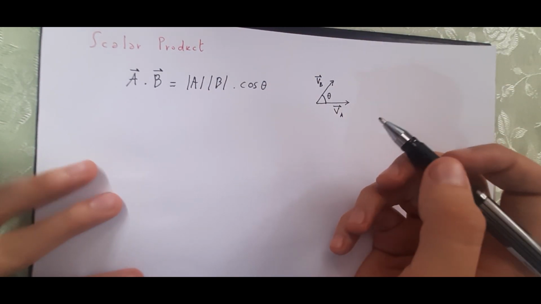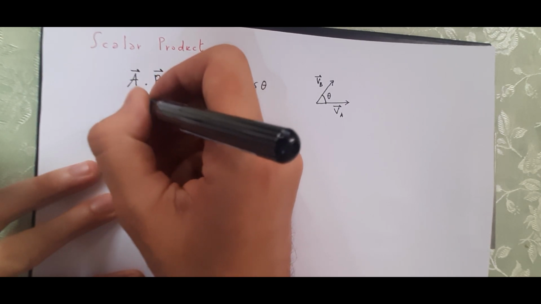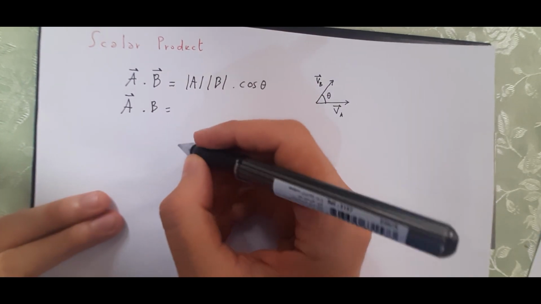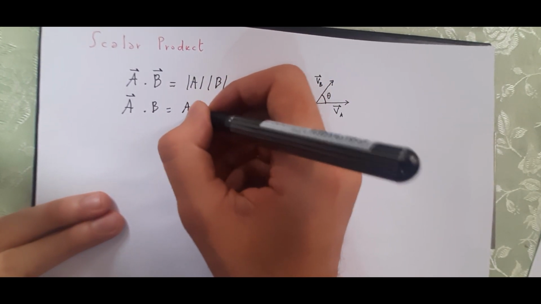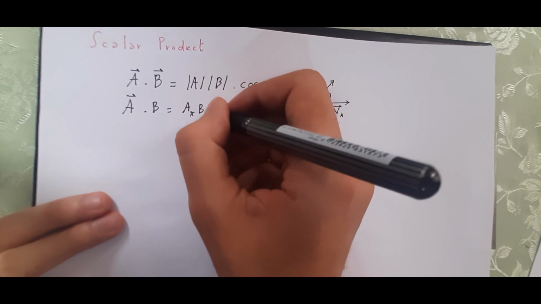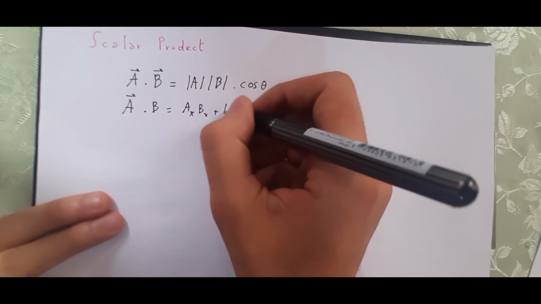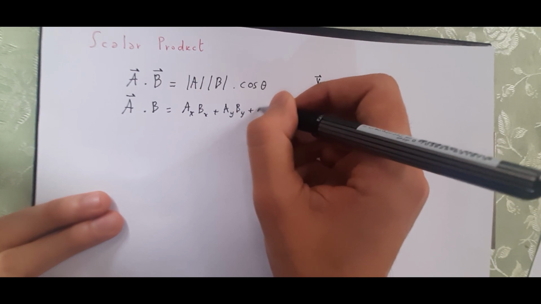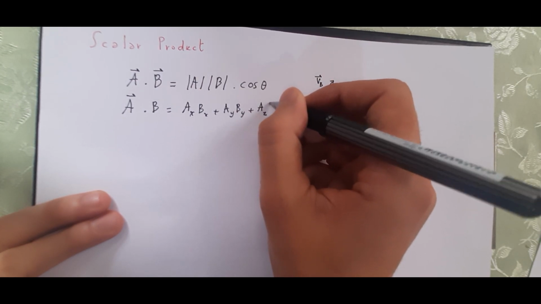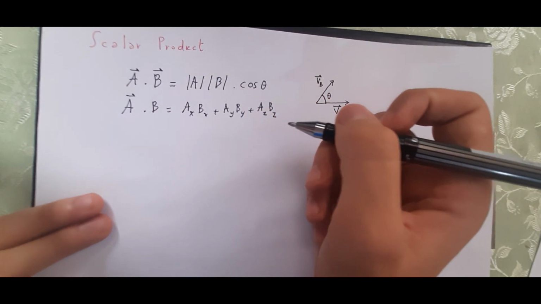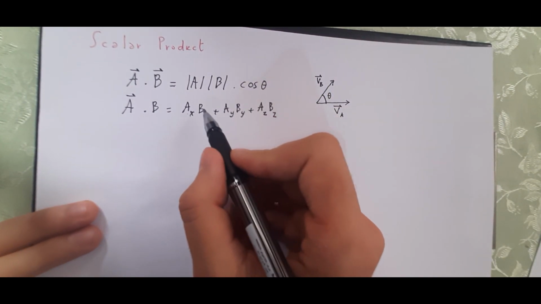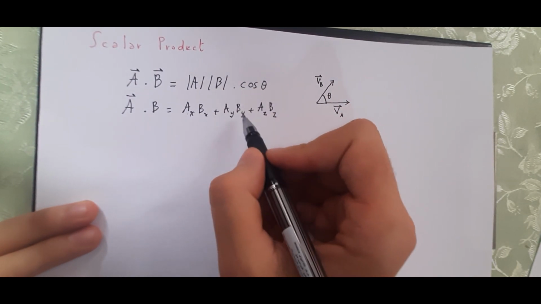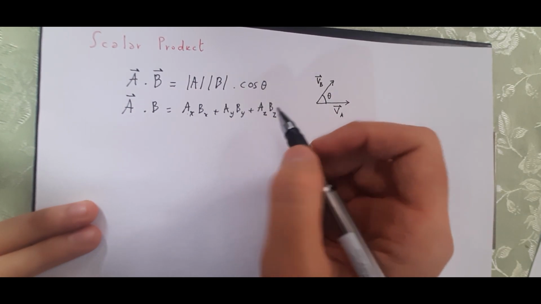And we have another formula like this: A dot B, which equals AX BX plus AY BY plus AZ BZ, which is the components of A and B.